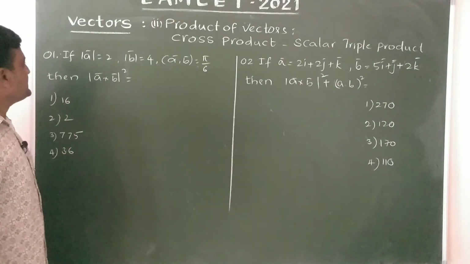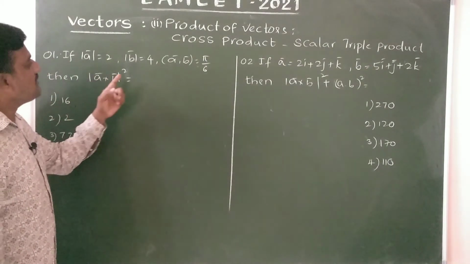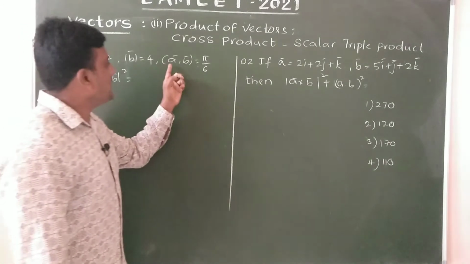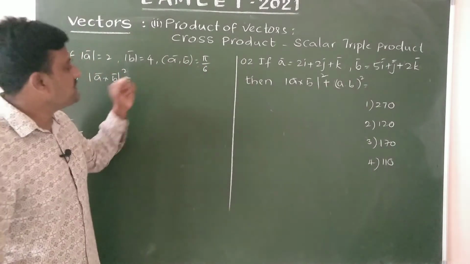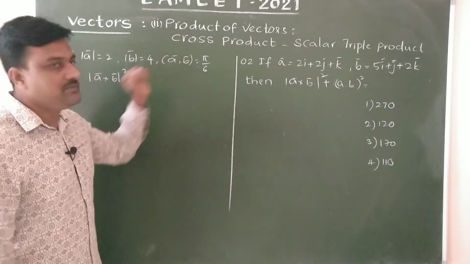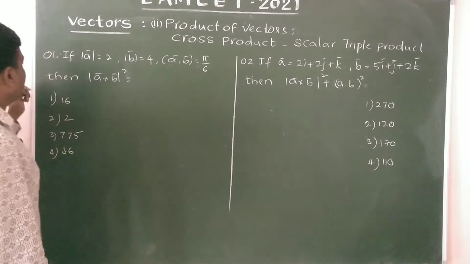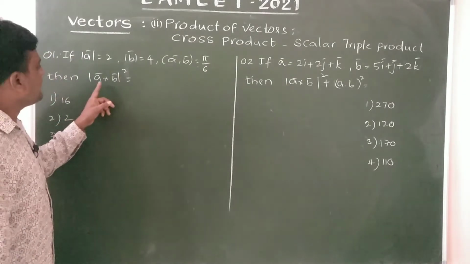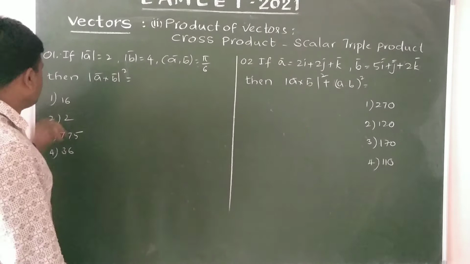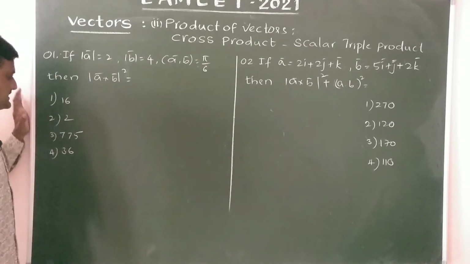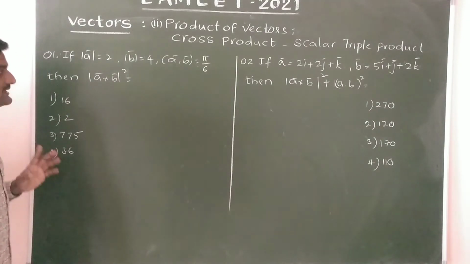Our first problem is: if |A| = |B| = 4 and the angle between A and B is π/6, that means the angle between A and B is 30 degrees, then |A × B|² equals what? Options are 16, 27, 75, 36.